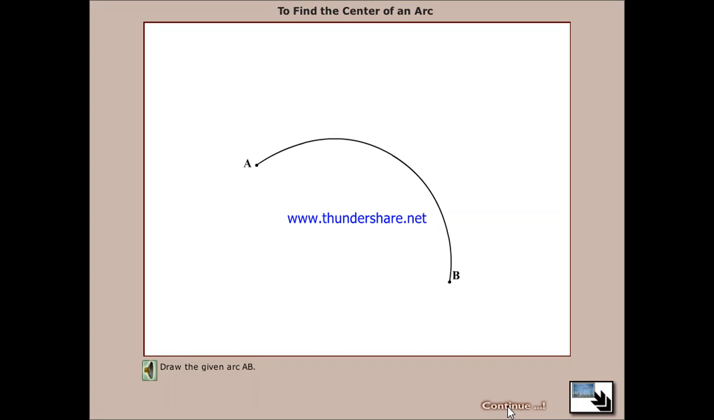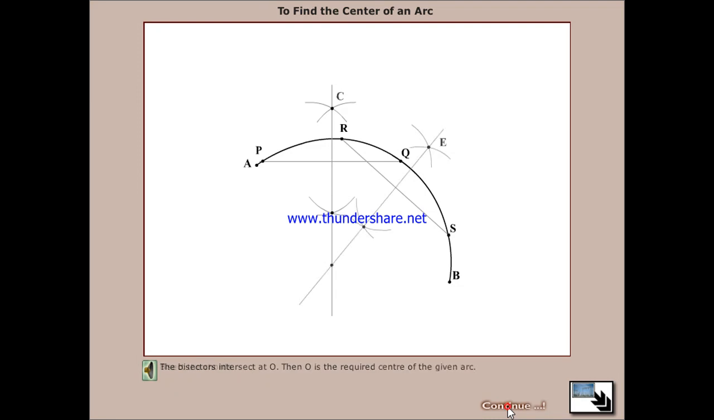Draw the given arc AB. Draw two chords PQ and RS of any length within AB. Bisect the chords. The bisectors intersect at O. Then O is the required center of the given arc.